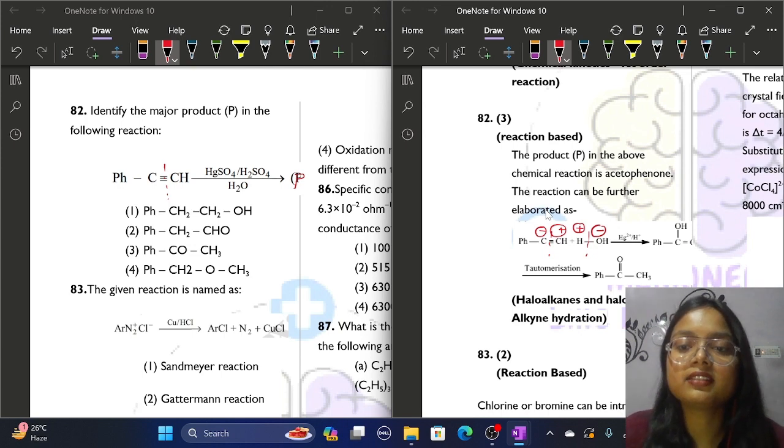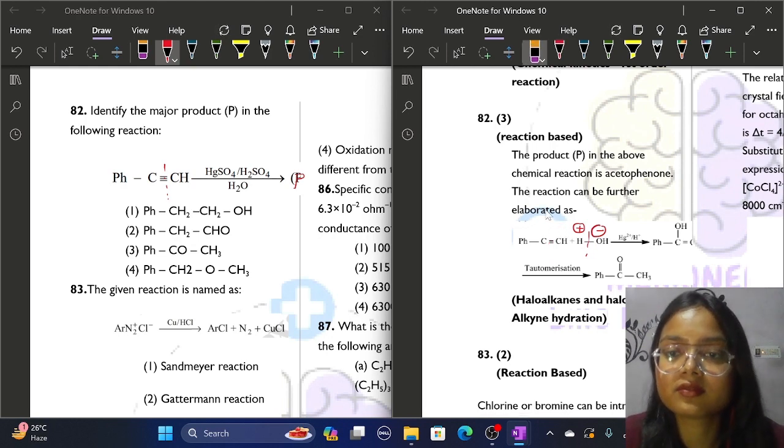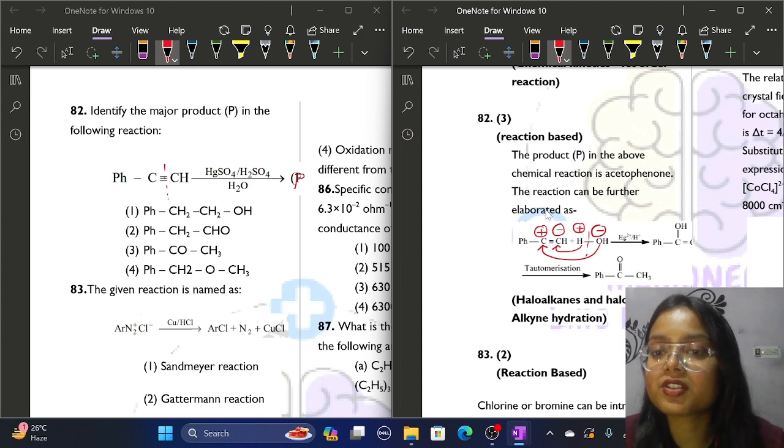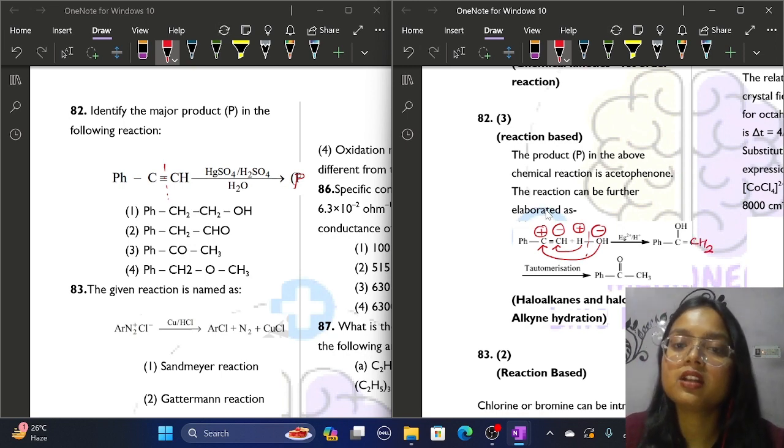So for this, one carbon has a positive charge and the other carbon has a negative charge. The opposite charges will attract each other. The H plus will go towards one carbon and the OH minus will go towards the other carbon. So this type of structure is formed. The carbon takes the OH and the other carbon takes the CH2.